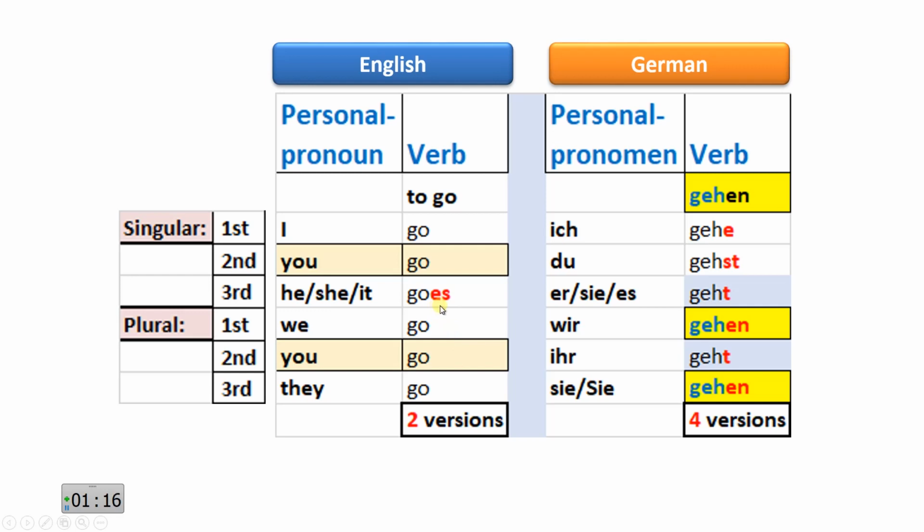In German, as you can expect, it's more complex. To go means gehen in German. Here you see the stem geh, G-E-H. That will not change, while the ending will change depending on the pronoun. Ich gehe, du gehst, er, sie, es geht, wir gehen, ihr geht, sie gehen. As you can tell, the German language has 4 versions of a verb for the different pronouns, while the English has only 2.